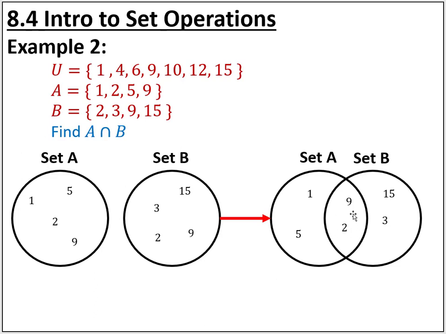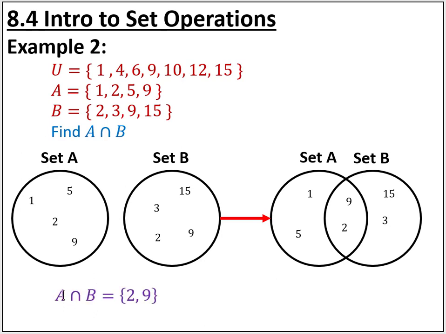Now in the middle, we put 2 and 9 because those are the common elements between set A and set B. So again, the numbers that are in the middle are the common elements, the common numbers, basically, that are in common between set A and set B. So these are our two elements for A intersecting with B, or the intersection set between set A and set B.